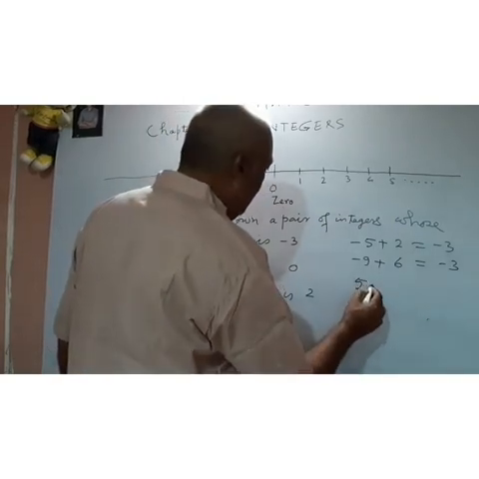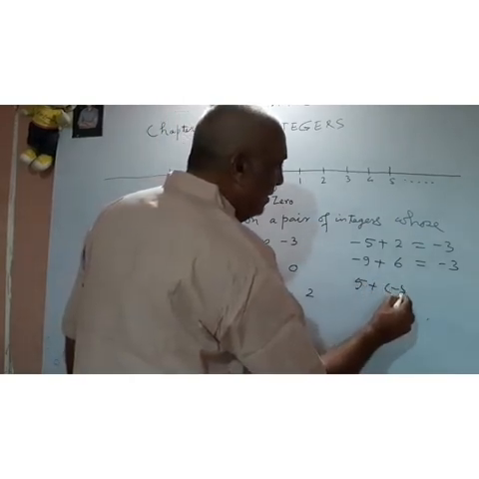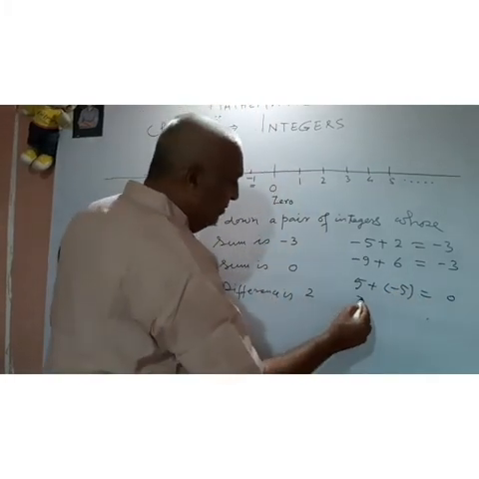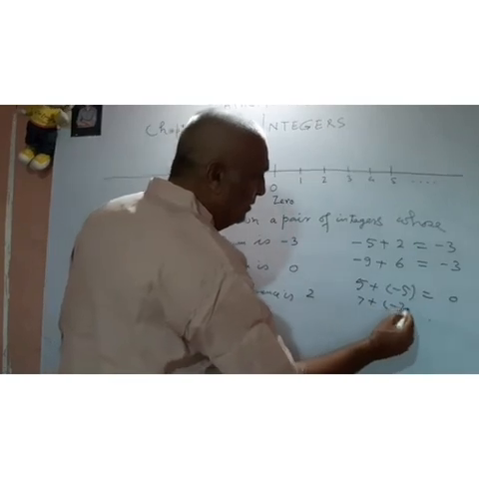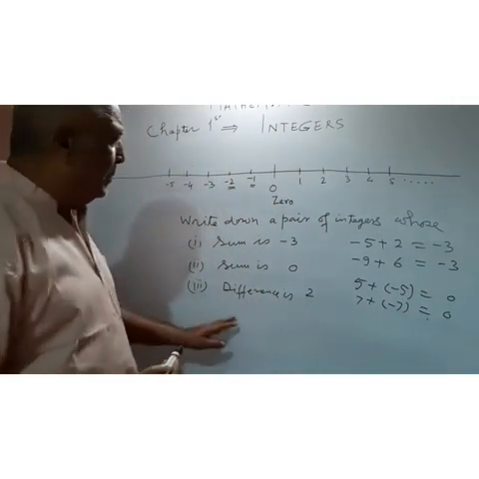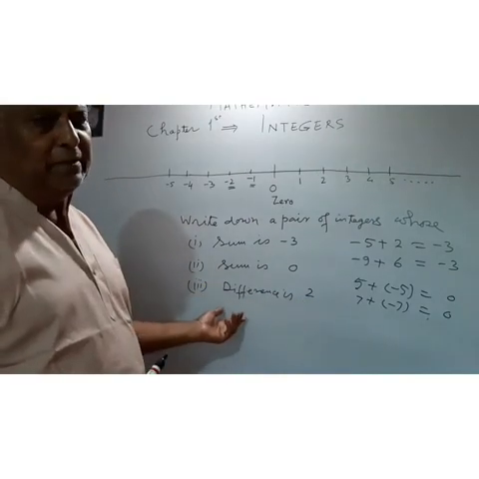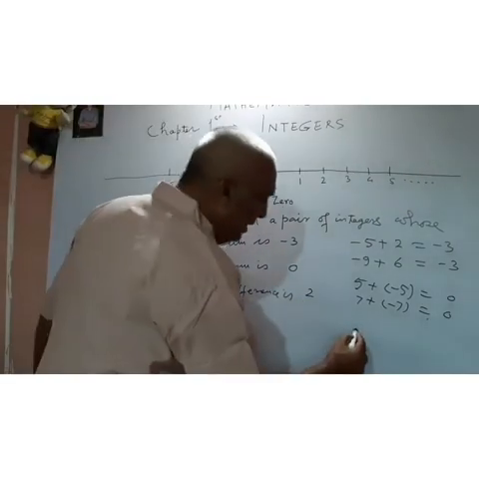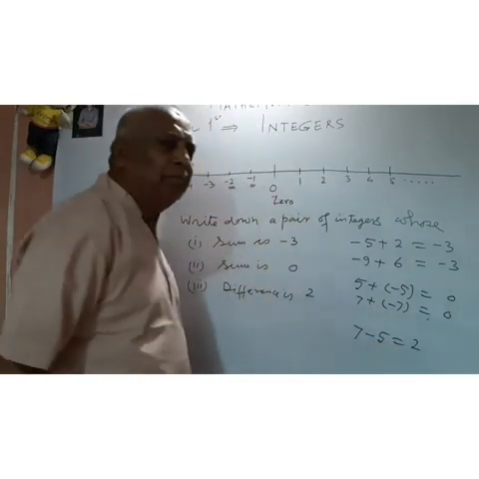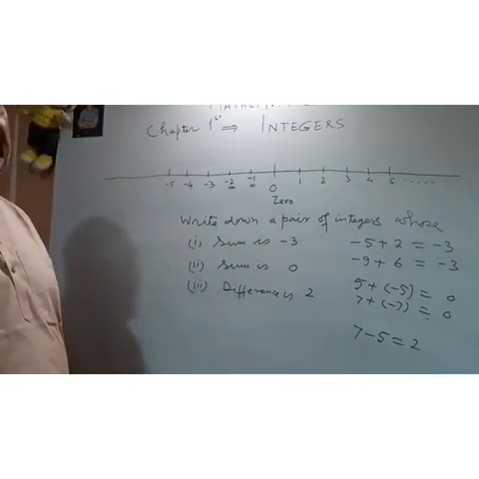Sum is 0. That is additive inverse. 5 plus minus 5 is equal to 0. 7 plus minus 7 is equal to 0. And so on. Difference is 2. Here it is subtraction. 7 minus 5 is equal to 2. Difference.